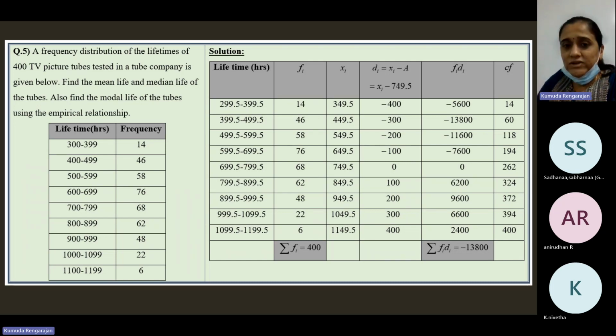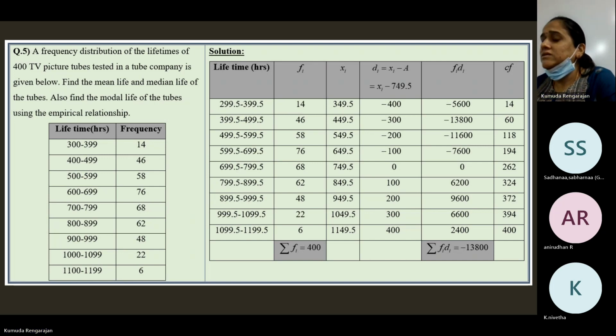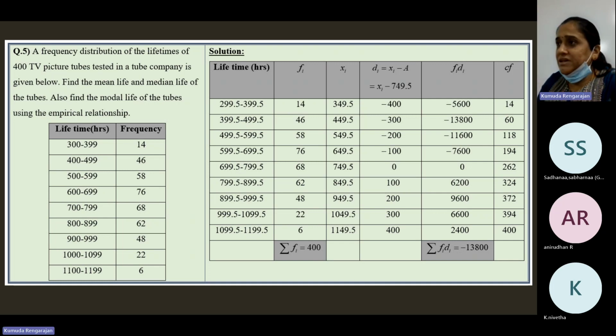You can write class intervals, Fi, and immediately after that CF also you can write. Frequency and cumulative frequency column, that's okay. Then you can write the Xi column, then the Di column and Fi Di column. All right. So all of you find mean and median. Find mean using the assumed mean method. All of you take this number, 749.5, as the value of A. Then only we can check our answers.